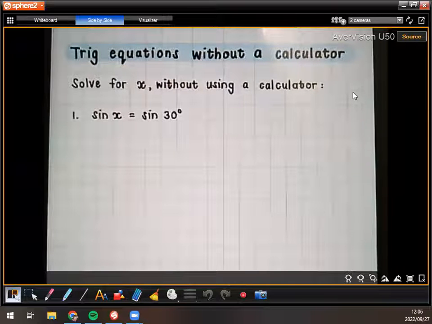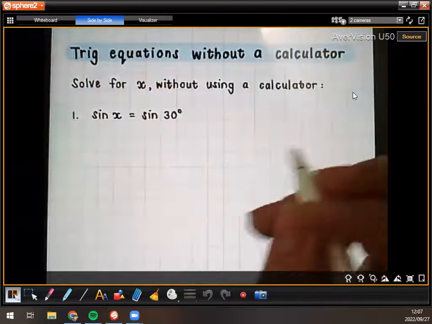All right, guys. So they're saying without using a calculator. So we really are not supposed to use one. You can't really cheat and use it and try and hide it. You have to do it without a calculator. I just want to remind you.